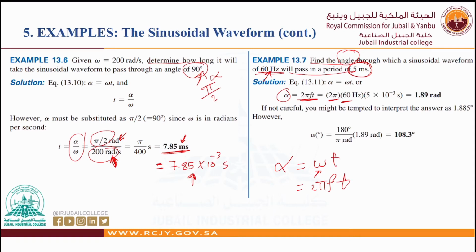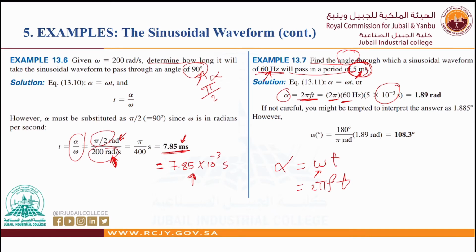And the time is 5 milliseconds, guys. Again, you should write, because you are calculating something, you should transfer this milli to a number. So it is 5 multiplied by 10 to the power minus 3. It is equal to 1.89 radian. Now, if not careful, you might be tempted to interpret the answer as 1.885.